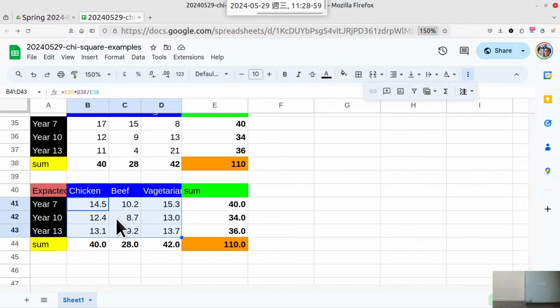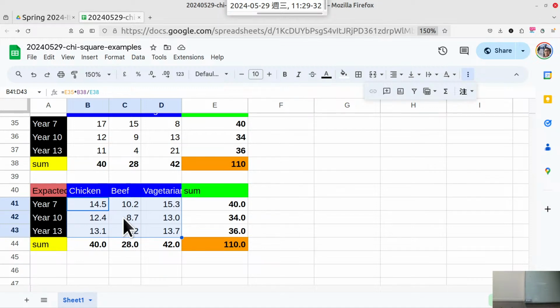Okay, and next, let me remind you, if I select, how can we get 8.7? 8.7 from the vertical direction is beef. From the horizontal direction, that is the year of 10. So when we calculate this, 28, it means the beef, and the year of 10, the total number is 34. 28 times 34 divided by 110, that is 8.7.